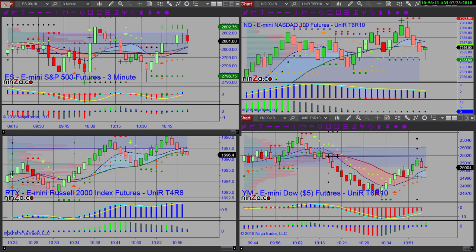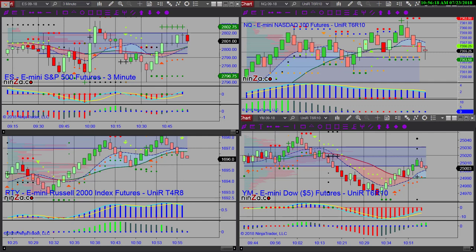The ES is flat. NASDAQ is minus 450, which is flat. Russell down 3, which is flat. And the Dow is down 26, which is flat. Flat and splat.